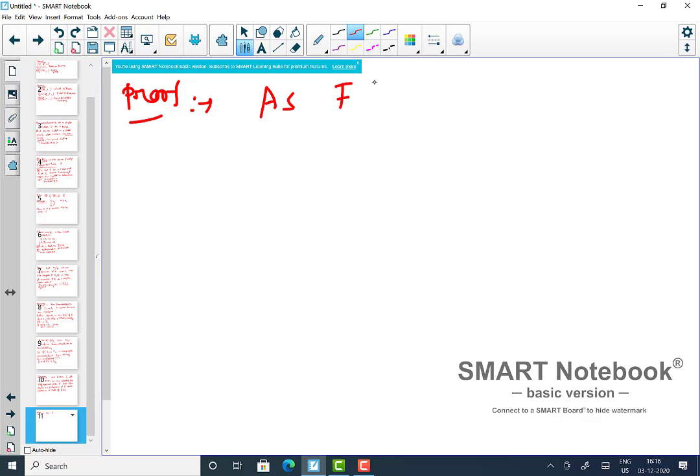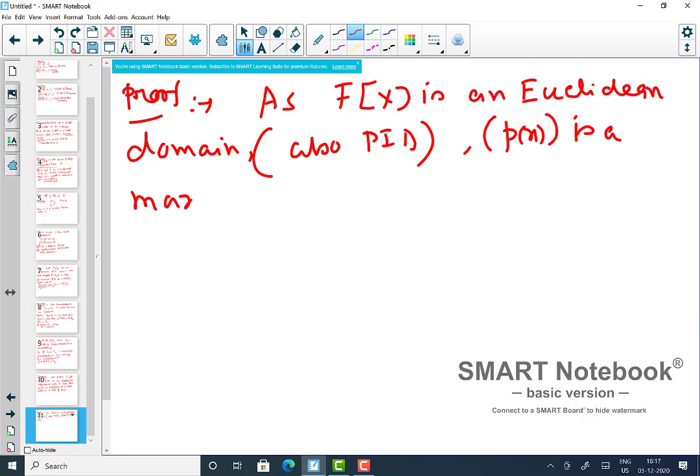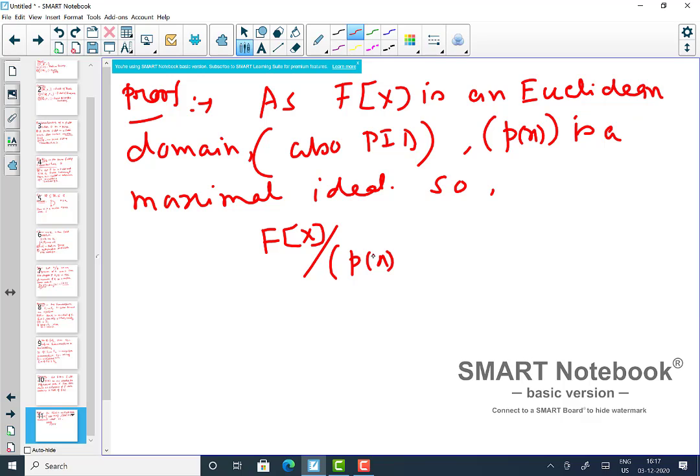As F[x] is a Euclidean domain, that we already proved, and a Euclidean domain is also a PID, what does that mean? That means the ideal generated by p(x) is a maximal ideal, because in a PID every irreducible element generates a maximal ideal. So we can talk about the quotient ring, and by the characterization theorem, this is actually a field. Clear? So this is a field.